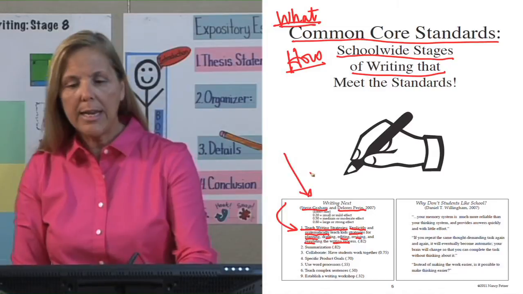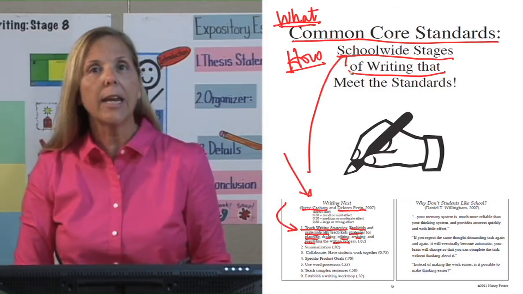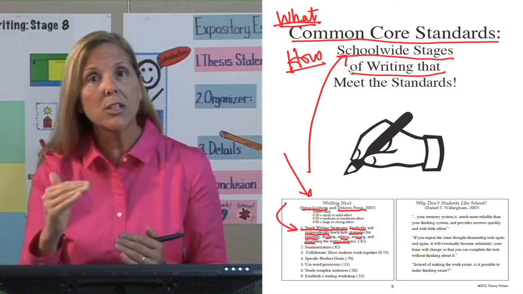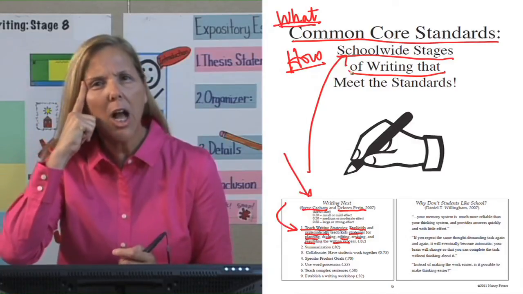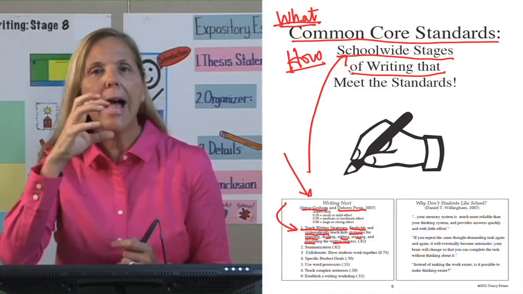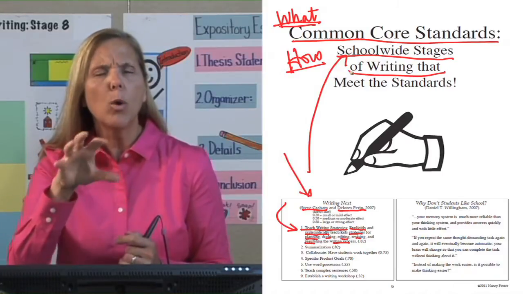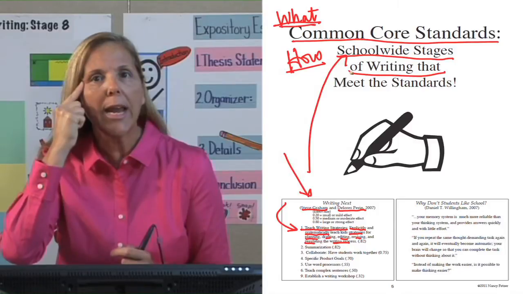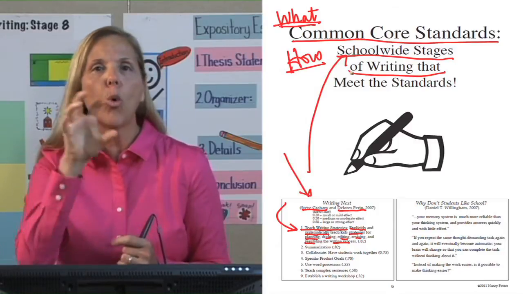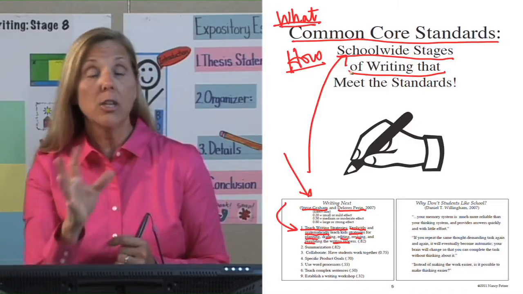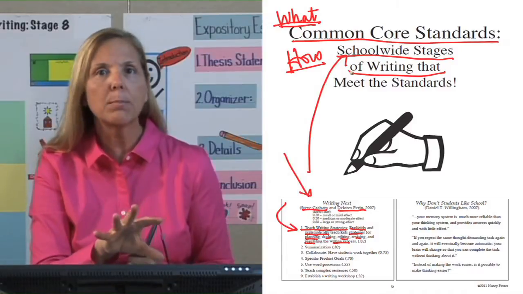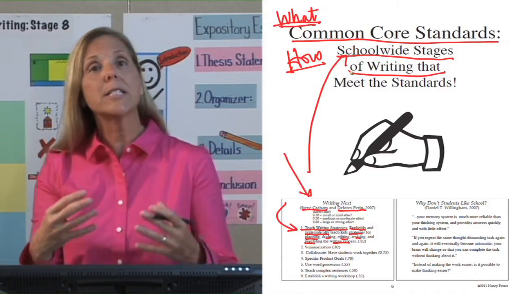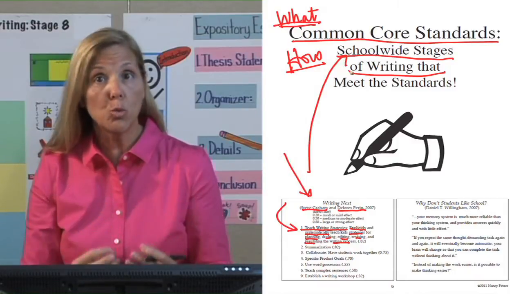Hence, my school-wide stages of writing, in which you will provide children with systematic instruction so that they metacognitively understand how to plan their writing. What do I mean by that? What happens in your brain? What does your brain need to do in order to plan a narrative, to plan information, to plan a persuasive piece of writing? This is giving children that step-by-step understanding of how to write.